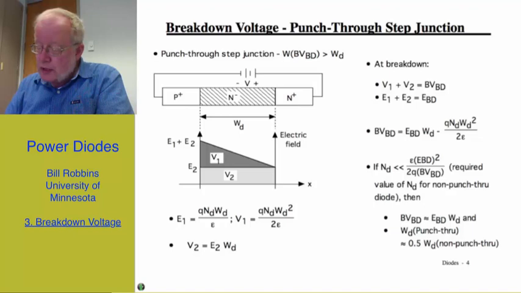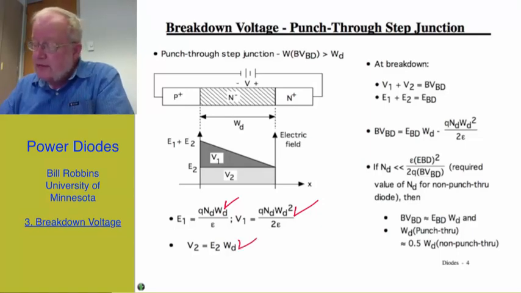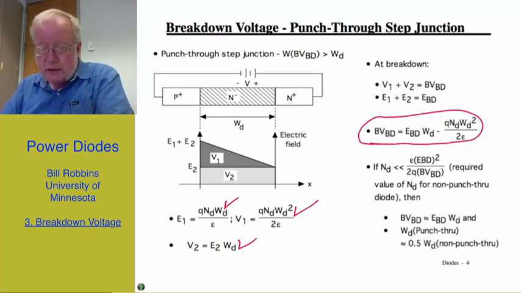And it's easy to show that E1 is given by this formula, and V1 is given by this, and V2 is equal to E2 times W sub D. At breakdown, we set the sum of V1 plus V2 equal to the breakdown voltage. The sum of the two electric field contributions we set equal to the breakdown field strength. And solving these equations, the breakdown voltage for a punch-through device is given by the equation I've just circled.